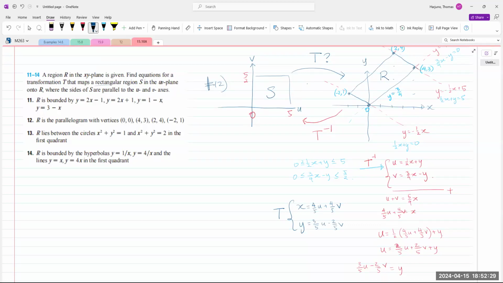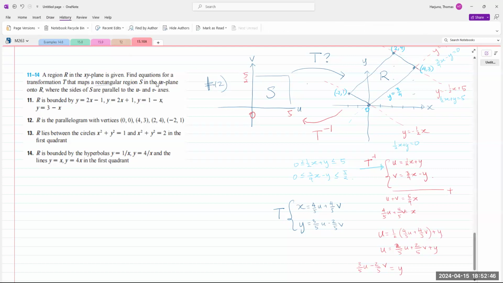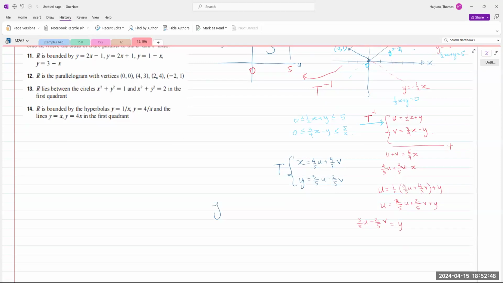Okay, that's my T. Now remember that at the earlier part here, we actually learned to find the Jacobian. Now it's time for me to show you how the Jacobian of transformation T relates to the Jacobian of transformation T inverse. The Jacobian of T will be 4/5, 4/5, 3/5, negative 2/5. That is negative 8 over 25 minus 12 over 25. That's negative 20 over 25. That's negative 4/5.